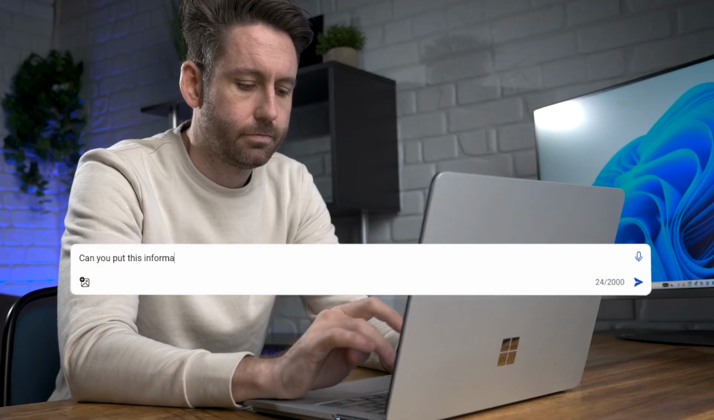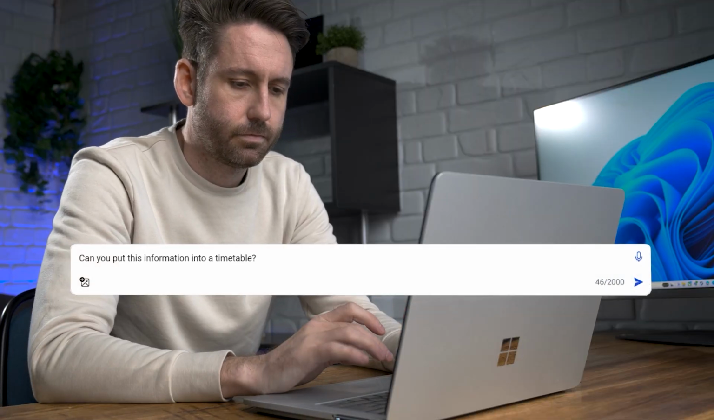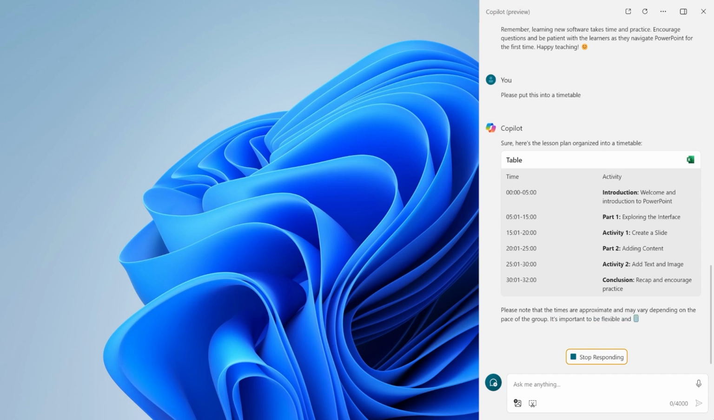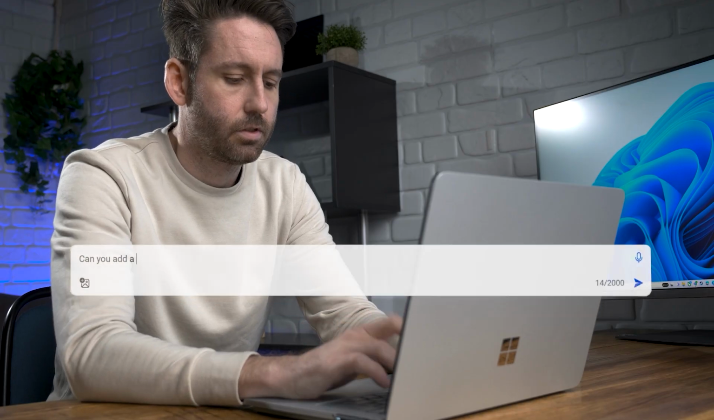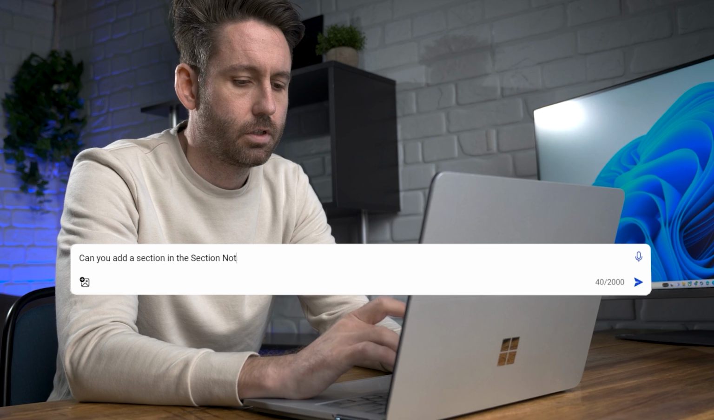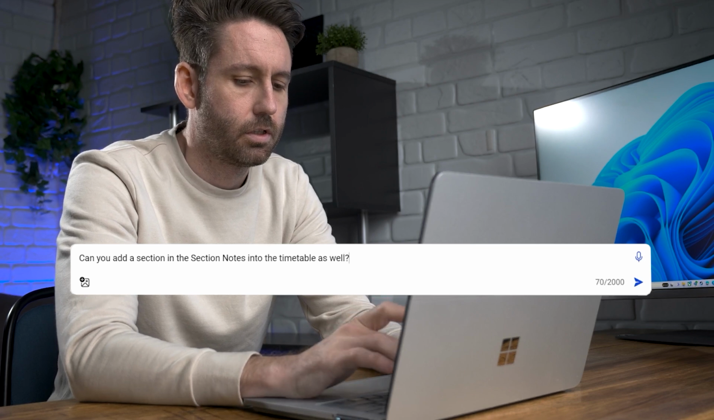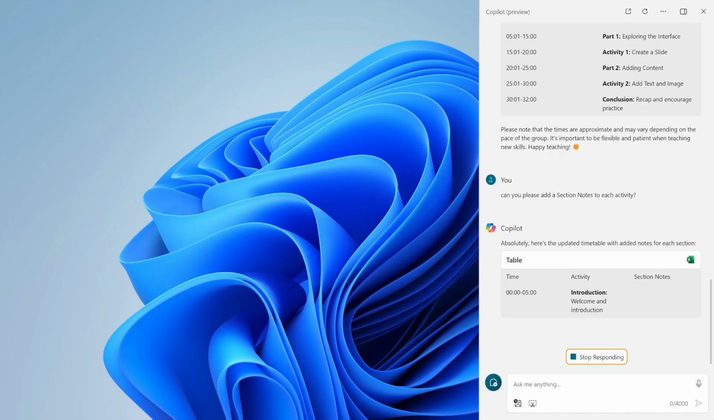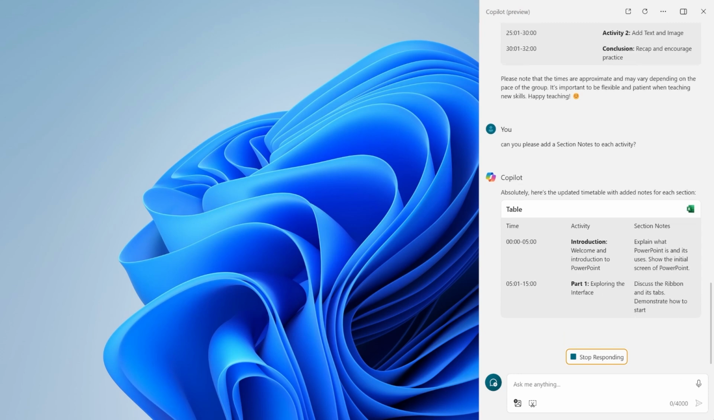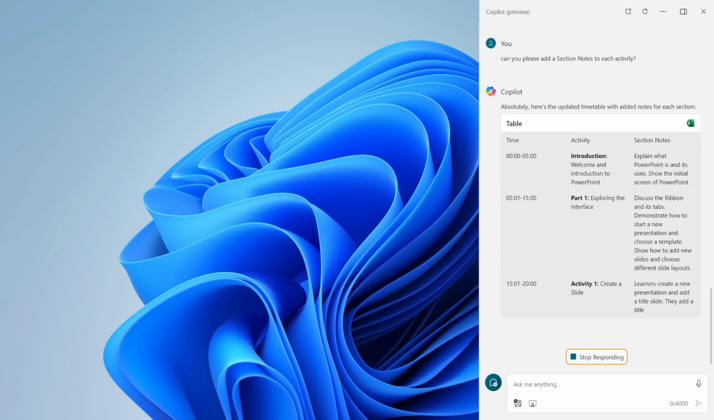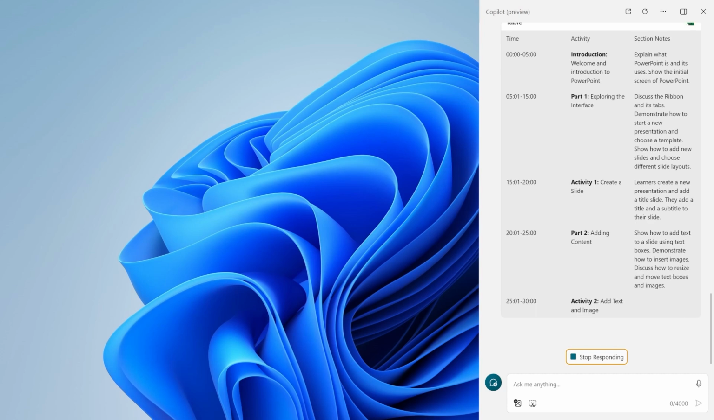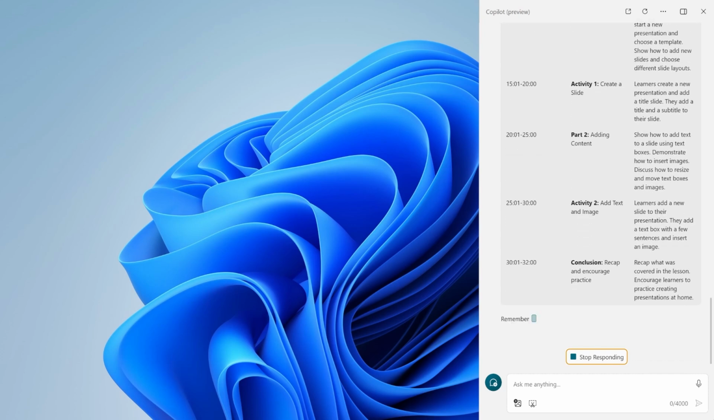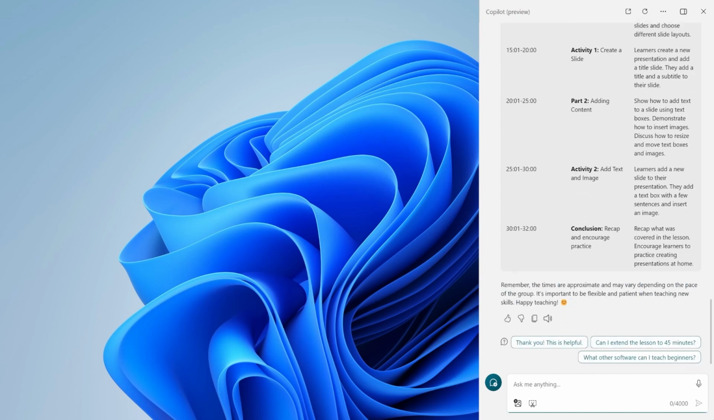Can you put this information into a timetable? Excellent, it's done that, but I'd still like the notes too. Can you add a section for the notes into the timetable as well? You'll notice this interaction has been totally conversational too, which is something that I love. If I need any tweaks or adjustments, I don't need to completely reprompt. It's continuing to build on the information that's already available.